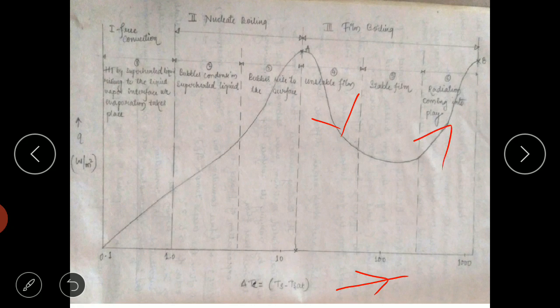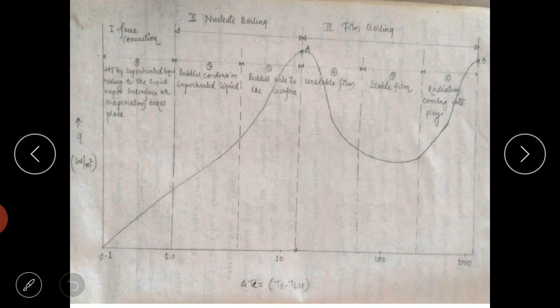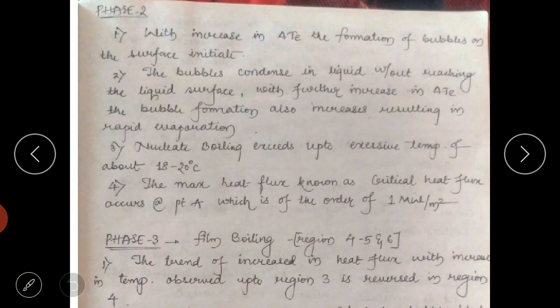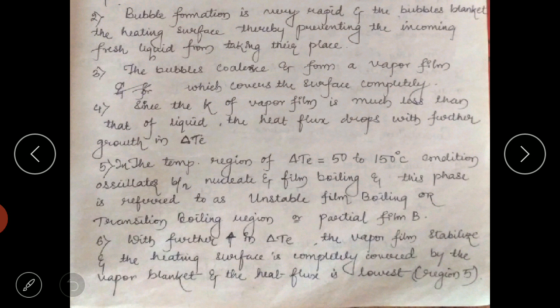You can see once radiation and stable film formation take place, the heat flux is increasing. Okay, so you can go through the content and you can easily explain this curve. This is a very important question from the exam point of view. I have briefed the important things about the question, and we need to remember some temperature ranges. We will discuss this when we take up problems.